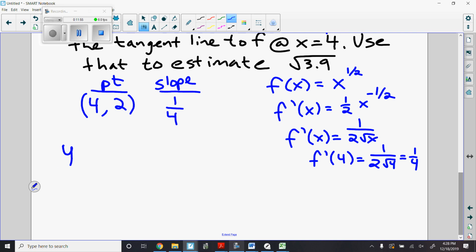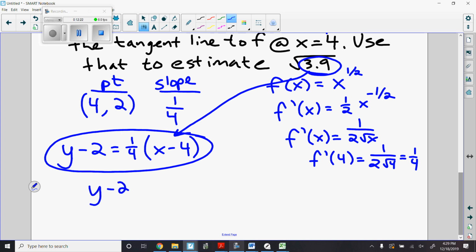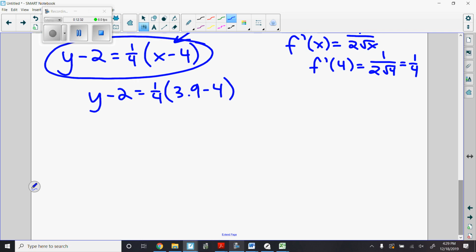So my tangent line equation would look like this: y minus 2 equals 1/4 times (x minus 4). Go ahead and solve this out here. This is my tangent line equation. Now I'm estimating the square root of 3.9, so that's what I'm plugging in for x. Now what I know is 3.9 minus 4 should be a negative number. It's going to be negative 0.1.